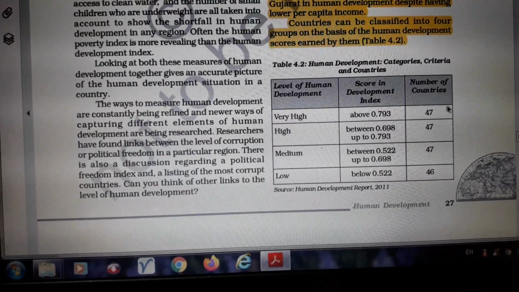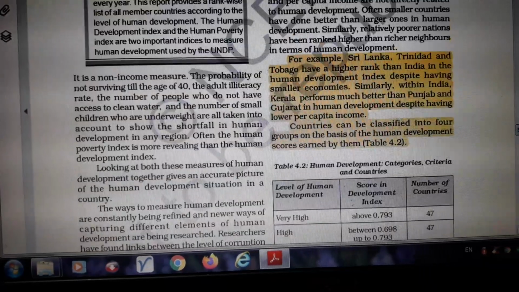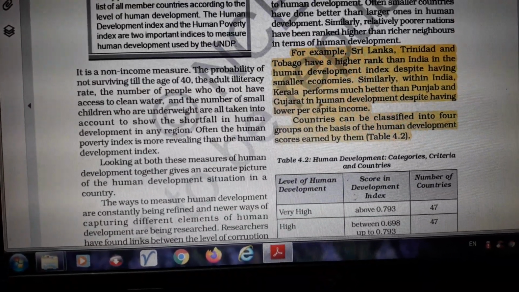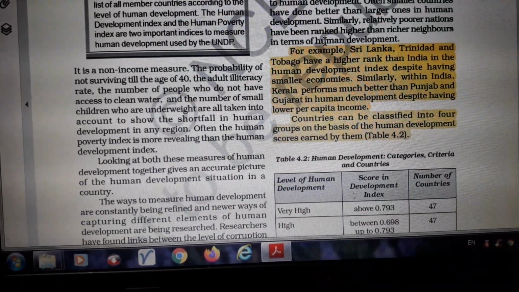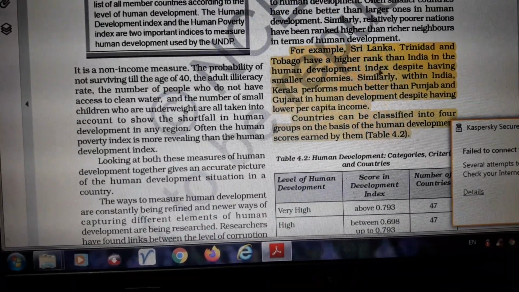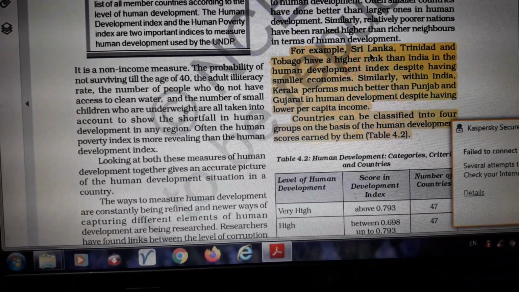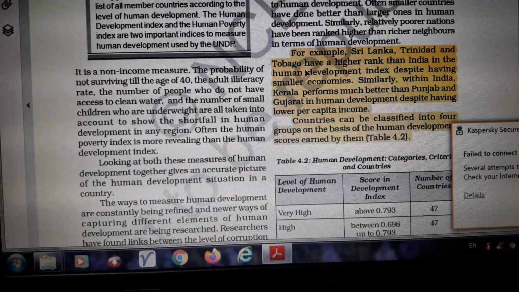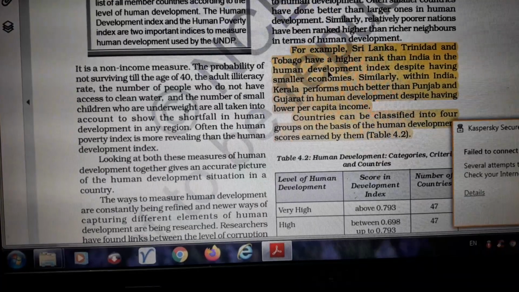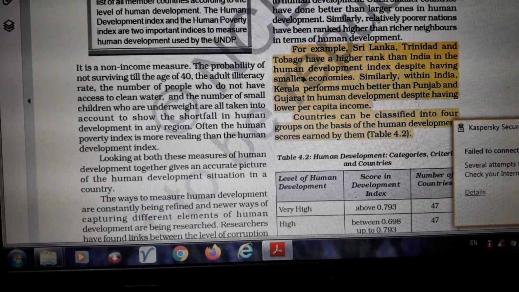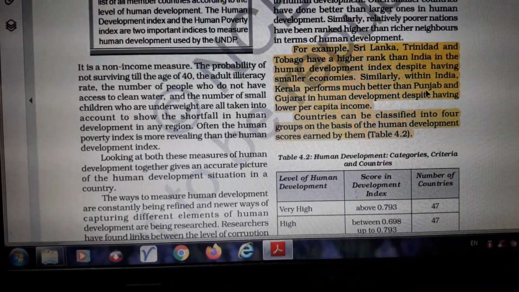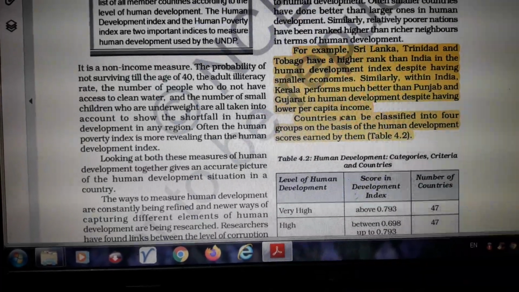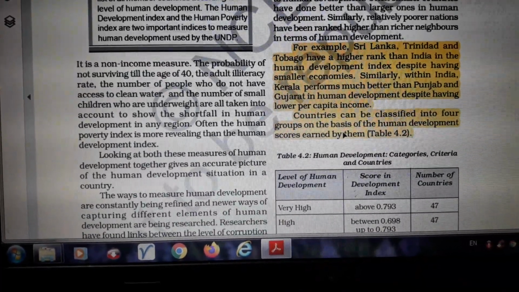Now the first one is 0 to 1, that is the rank; the highest rank is 1. For example, Sri Lanka and Trinidad and Tobago have a higher rank than India in the Human Development Index, despite having smaller economies. Within India, Kerala performed much better than Punjab and Gujarat in human development, despite having lower per capita income. These are some examples. Now we can discuss one by one.